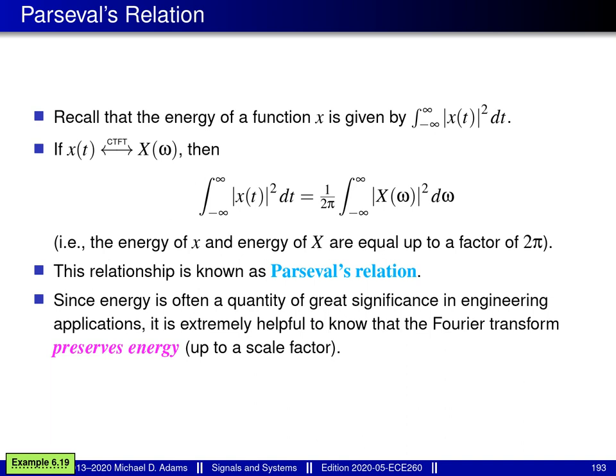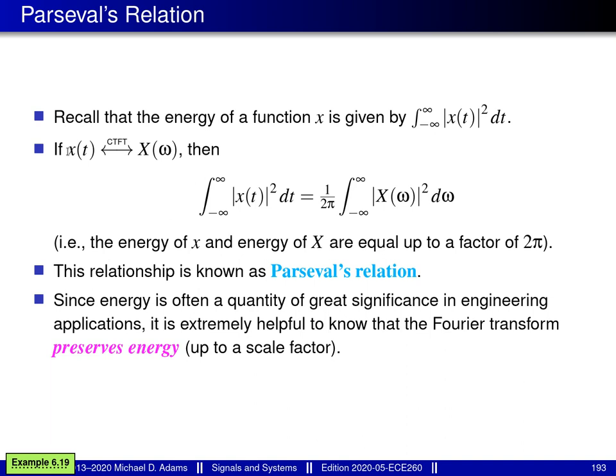The next property of the Fourier transform that I need to introduce is Parseval's relation. Since this property relates to the energy of a function, I want to start by recalling that the energy of a function x is given by this particular quantity here. In other words, we take the magnitude of the function x, we square it, and then integrate over the domain of the function. With that in mind, Parseval's relation says the following.